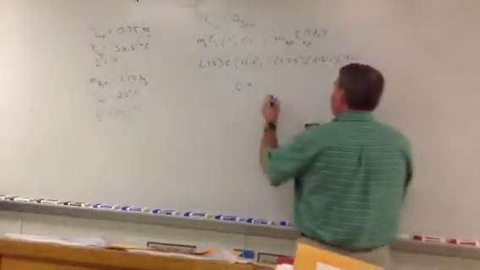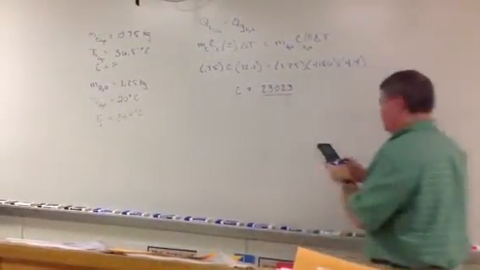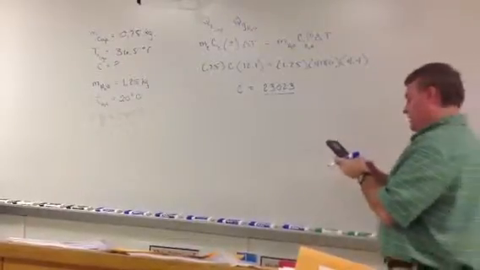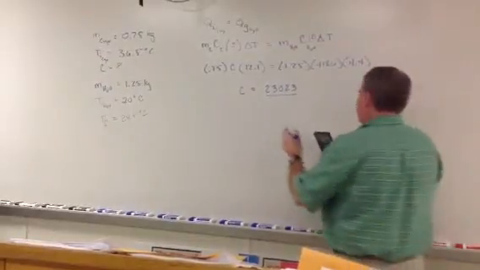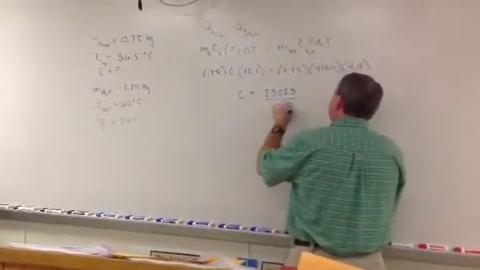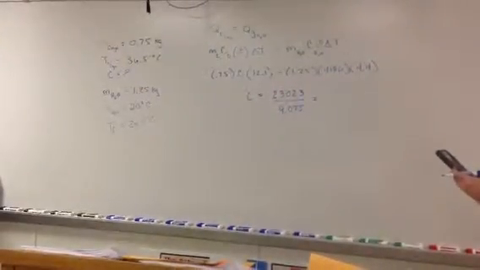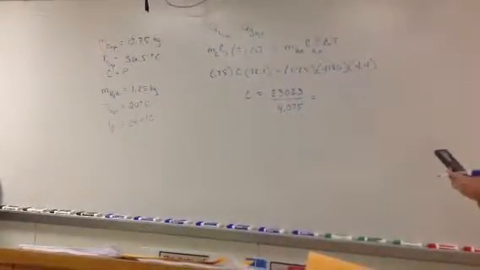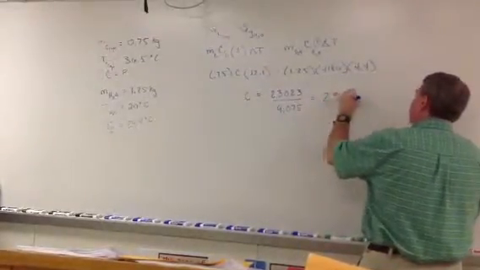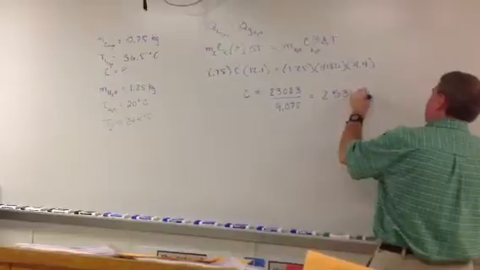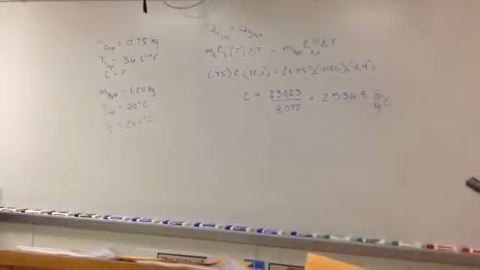That gives us 23023, divided by 0.75 times 12.1, which gives us 9.075. And this is going to be 2536.9 joules per kilogram Celsius. And that's it.